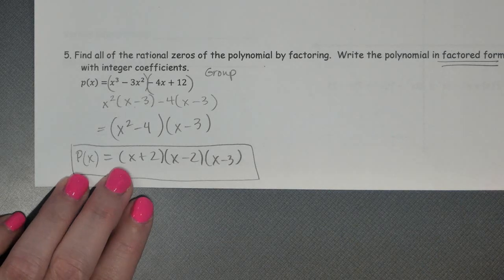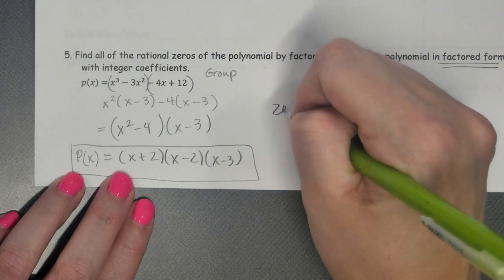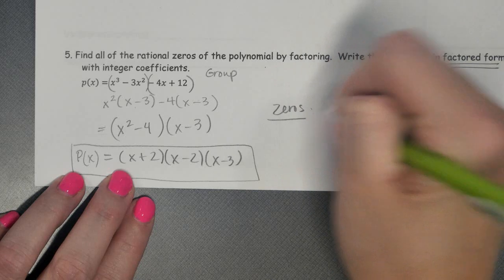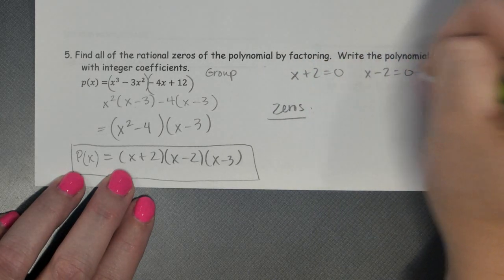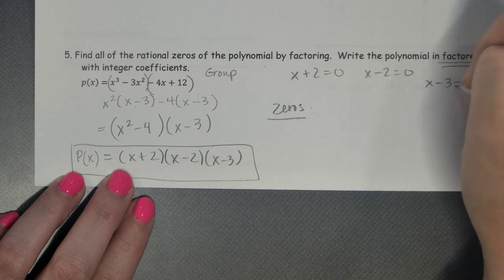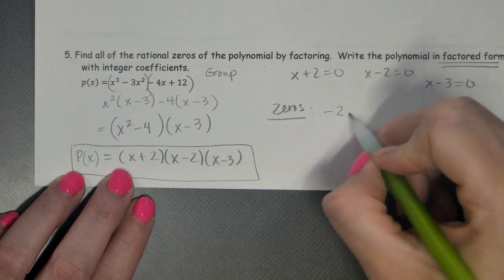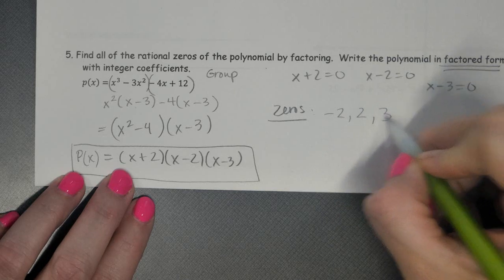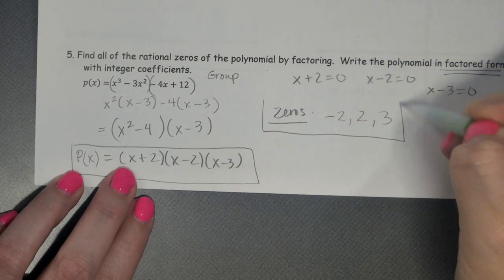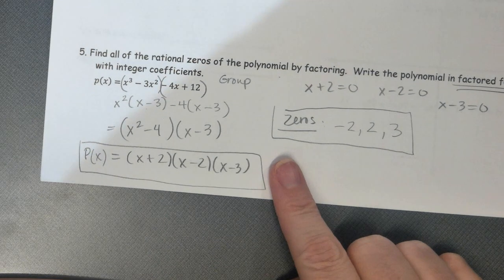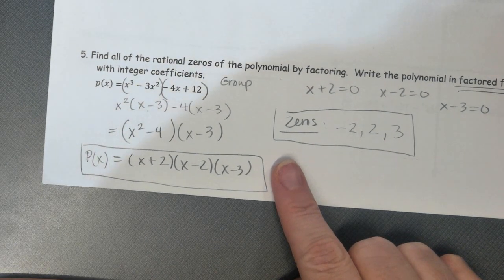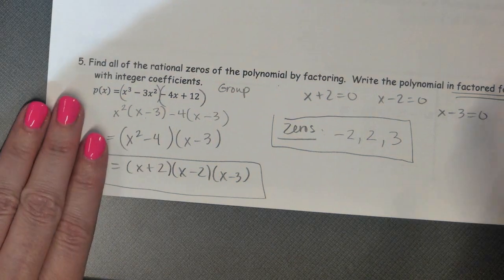Then all you have to do is find the zeros. To find the zeros, you set them all equal to 0. x plus 2 equals 0, x minus 2 equals 0, x minus 3 equals 0. So your zeros are negative 2, 2, and 3. Does it check out that you should have 3 zeros? Yes. Do you guys think that's one of the simpler ones? Okay. I do too.